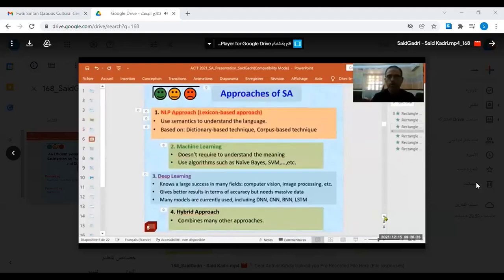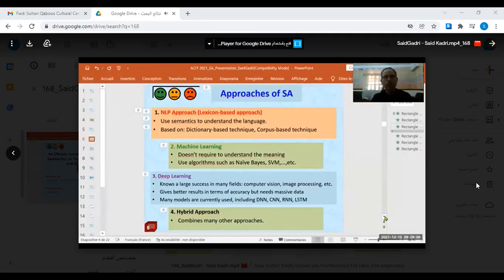For the approaches of sentiment analysis, we can distinguish 4 approaches. The first one is the NLP approach, or the lexicon-based approach. It uses semantics to understand the language, and it is based on some linguistic techniques such as dictionary-based technique and corpus-based technique. And the second approach is the machine learning approach. This approach doesn't require understanding the meaning, and it is based on machine learning algorithms such as naive Bayes, SVM, neural networks, AdaBoost, and others.